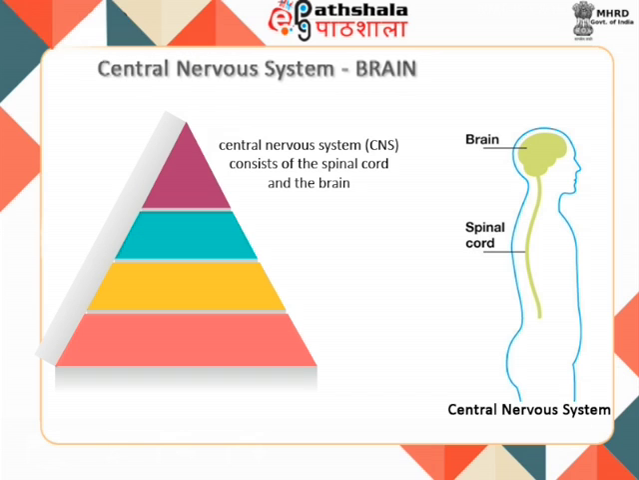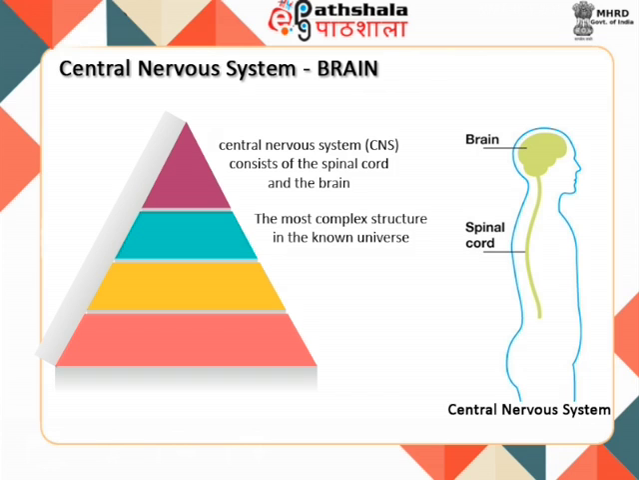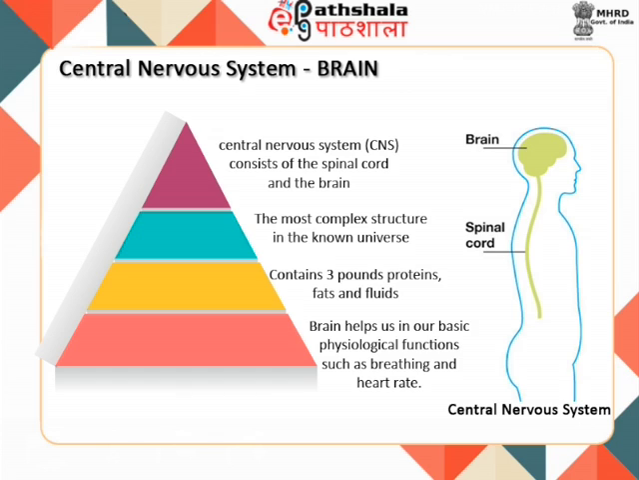The central nervous system consists of the spinal cord and the brain. It is the most complex structure in the known universe, which contains 3 pounds of protein, fat, and fluids. The brain helps us in our basic physiological functions such as breathing and heart rate. The crowning feature of brain development is the cerebral cortex, which makes us unique human beings. For example, the biological seat of Einstein's scientific genius, Mother Teresa's compassion, etc.